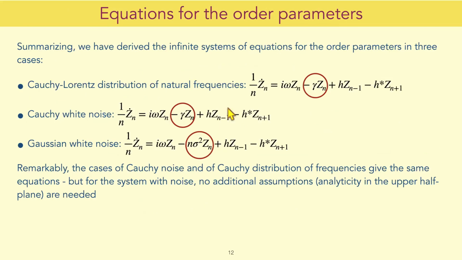Now I summarize all three cases in this slide. For the Cauchy-Lorentz distribution of natural frequencies, the equation looks like this, and the damping term is here. For Cauchy white noise, the equation looks like this, and for Gaussian white noise, you have a damping term, which in this notation is proportional to n. And remarkably, these two cases lead exactly to the same equation. So Cauchy noise or Cauchy static distribution give the same result.